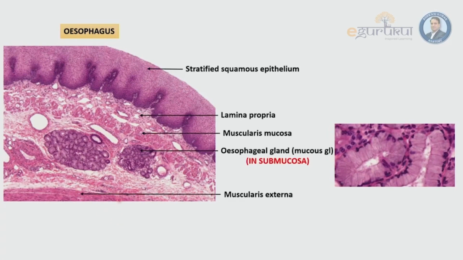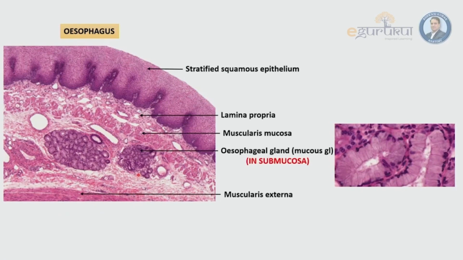I repeat again: if the section is from the upper one third, we have inner circular, outer longitudinal muscle, but in the upper one third the muscles are striated. In the middle one third, striated plus smooth will both be seen. And in the lower one third, only smooth muscle will be seen, forming the muscularis externa of the esophagus.